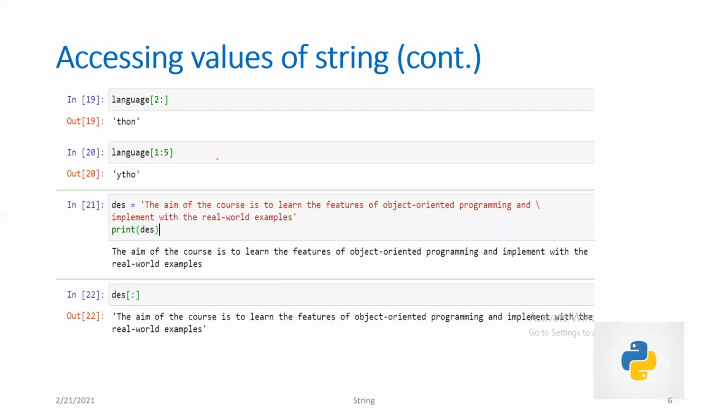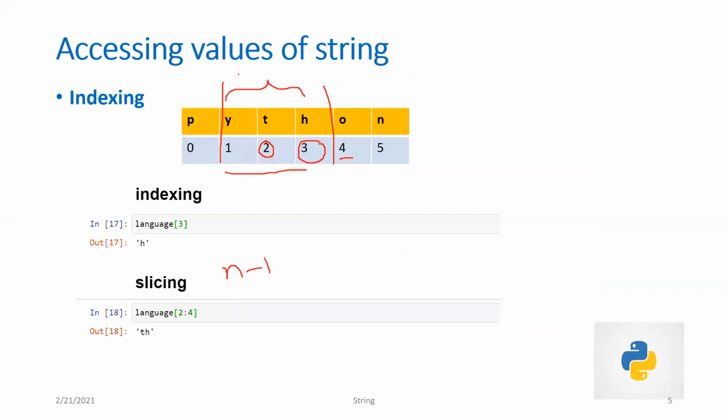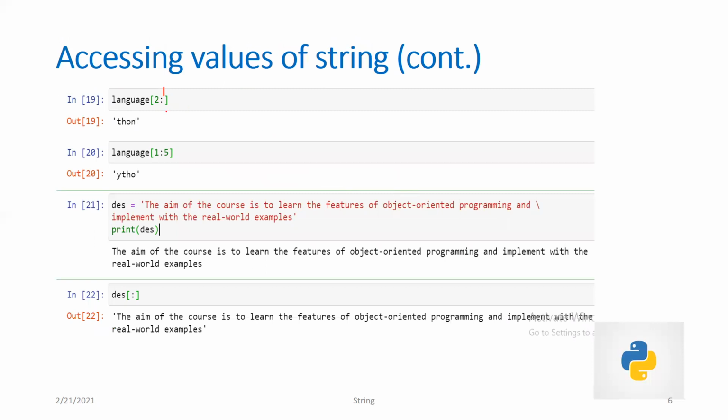If I want till the last value from a specific point, this statement means it will start from position 2 and go to the last position. That means I did not use any last index. It means I want the whole string up to the last. It will start from position 2 and complete the whole string, because I did not mention the last position. So it is showing from 2 till last.